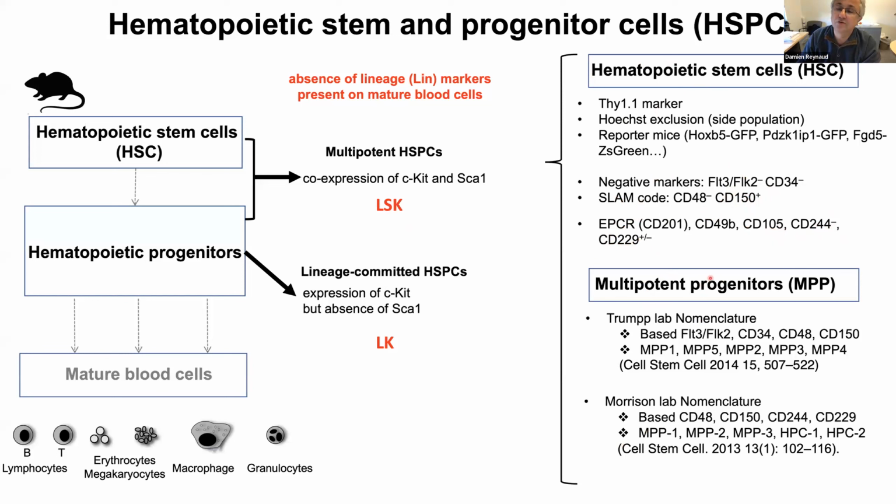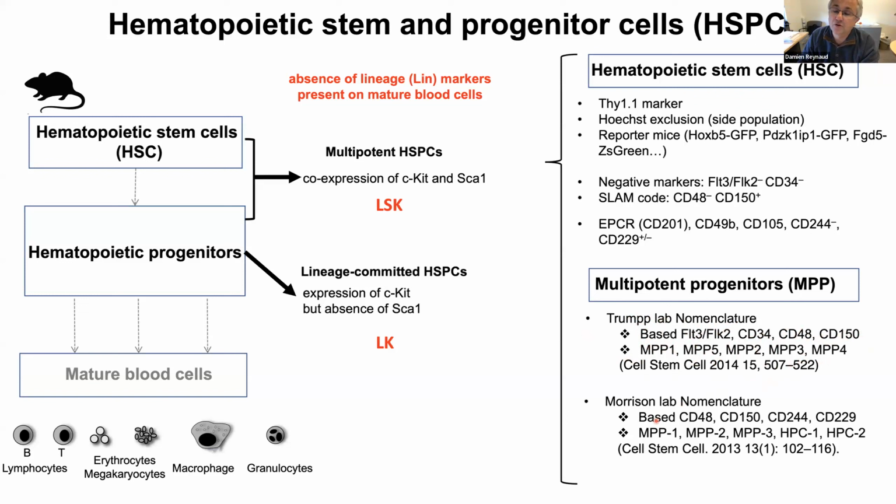For the multipotent progenitors in the LSK compartment, you actually have two dominant nomenclatures. One nomenclature has been developed by the laboratory of Andreas Trumpp in Germany, and is based on the expression of FLT3, CD34, and the two SLAM markers CD48 and CD150. This nomenclature defines multipotent progenitors 1, 2, 3, and 4, which are based on these markers.